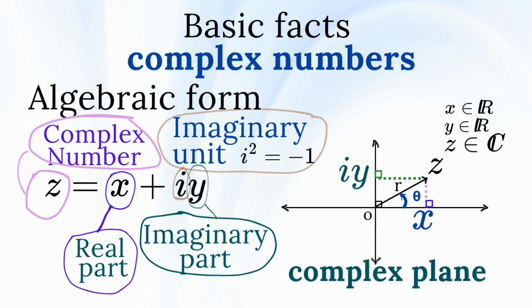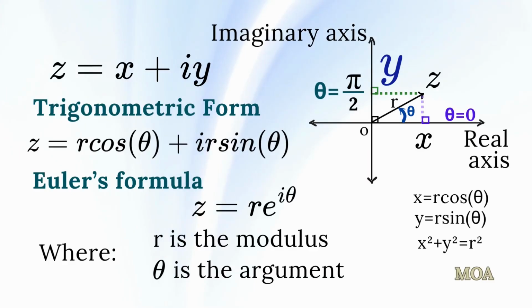First, remember that any complex number z can be written in its algebraic form as x plus i times y, where x and y are real numbers. We can also represent this number using the complex plane, with the horizontal axis for the real part and the vertical axis for the imaginary part. Let us also consider an angle theta formed between the positive horizontal axis and the line representing the complex number.